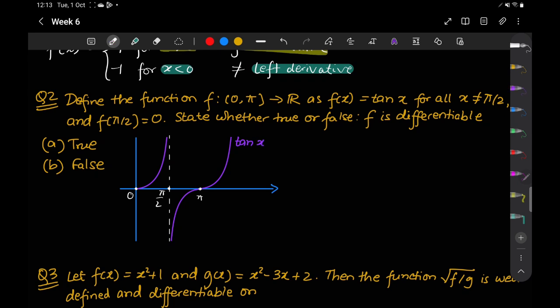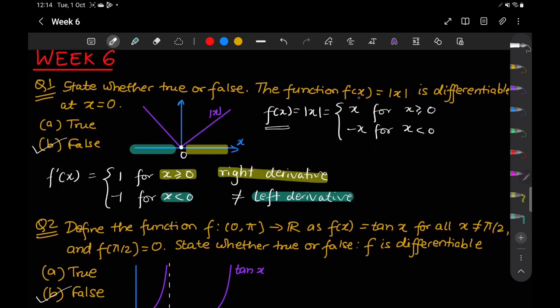Now at x equals pi by 2, we are defining the function such that f(pi by 2) equals 0. So this function just at pi by 2, the value is 0. Now clearly, even looking at the function, you can say it is not differentiable. Why? Because it is not continuous itself. There is a continuity break in this function. Because it is not continuous, it is not going to be differentiable. So f is differentiable is a false statement.